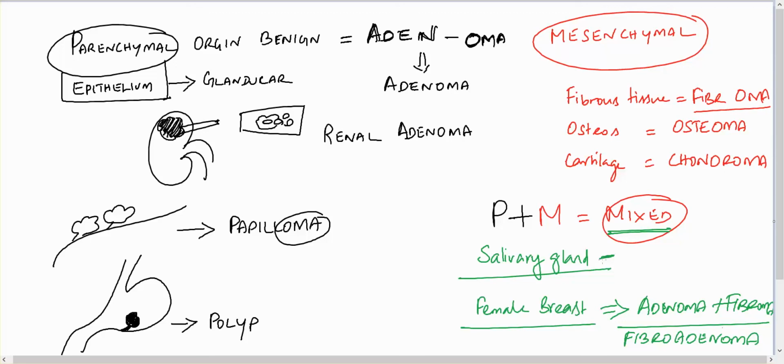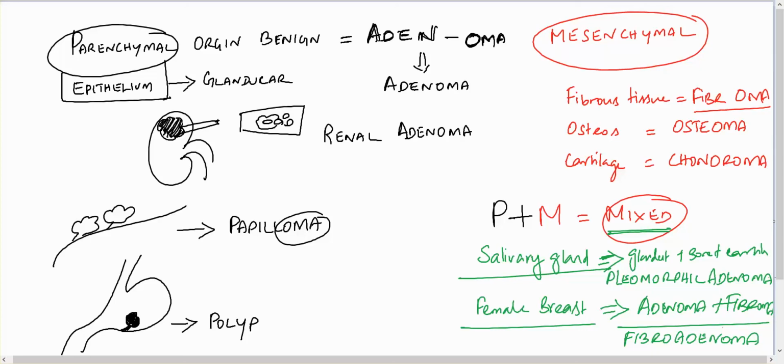Whereas in the salivary gland, especially in the parotid gland, they have glandular structure plus bone plus cartilage like that. So they have multiple tissue, variation of tissue. Variation means it is called pleomorphism. Pleomorphic adenoma. So these are all mixed tumors.